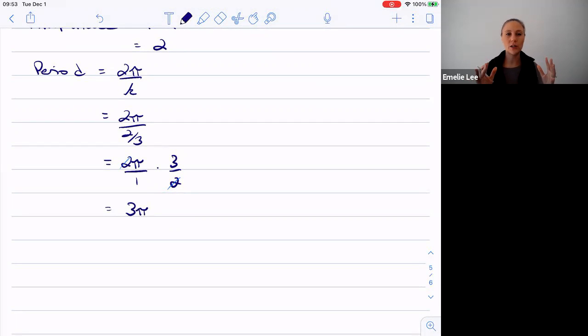Thinking about our regular period, a standard sine curve has a period of 2 pi. Now I've made it 3 pi, so it's a little bit longer, so it's kind of stretched out a little bit. Okay.